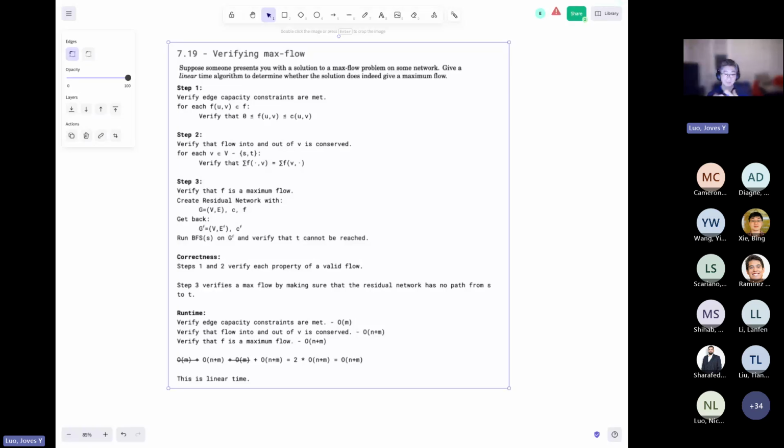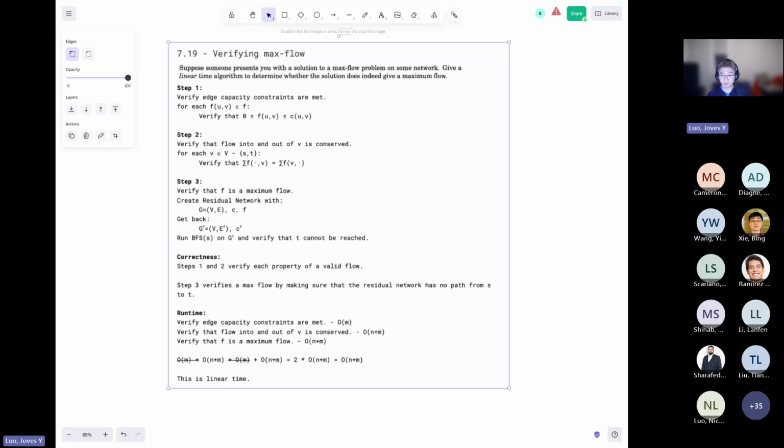Second, we verify that the flow into and out of V is conserved. So for every vertex other than the source and sink, we verify that the sum of the flow coming into V is equal to the sum of the flow coming out of V. Okay. And then finally, we verify that the flow is actually a maximum flow. How do we do that?